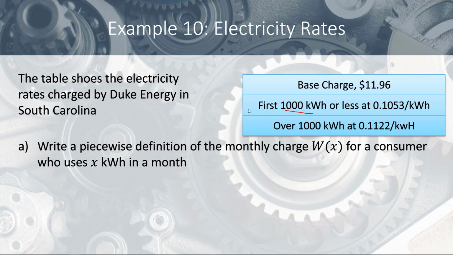Well, notice that this piecewise definition is going to have two components, one for 1,000 or less, and one for when it's over 1,000 kilowatt hours. Now, if it's less than 1,000 kilowatt hours, our equation is going to be the base charge, which is $11.96, plus our rate here, which is 0.1053 times the number of kilowatt hours that we have consumed, which will be X.